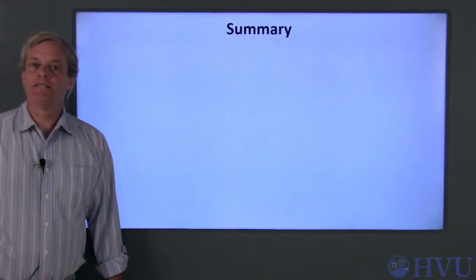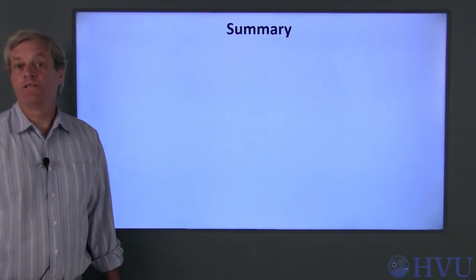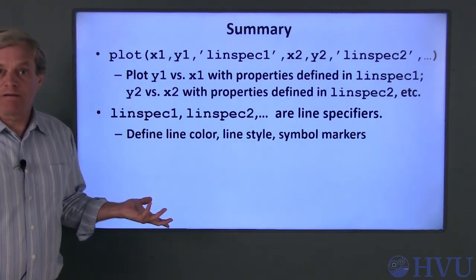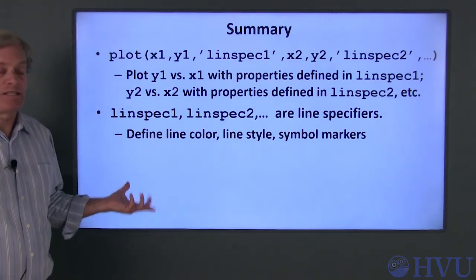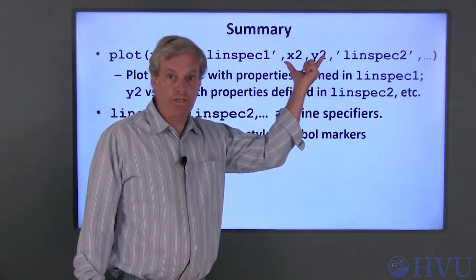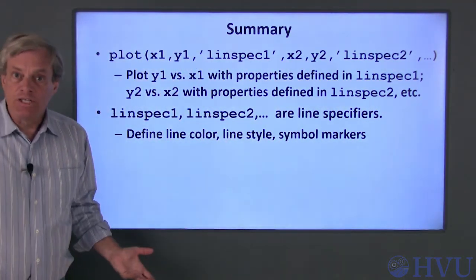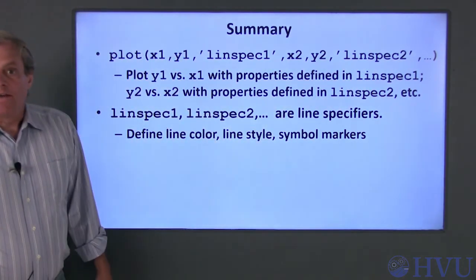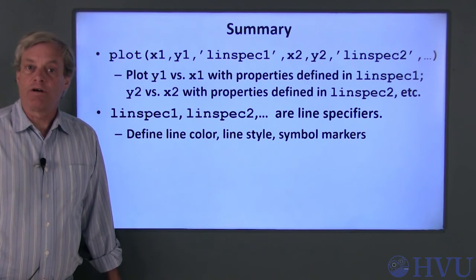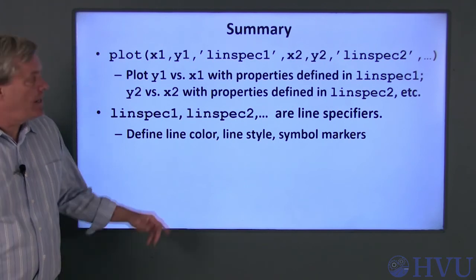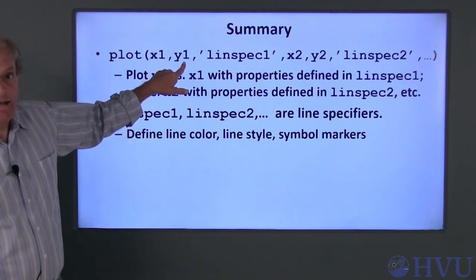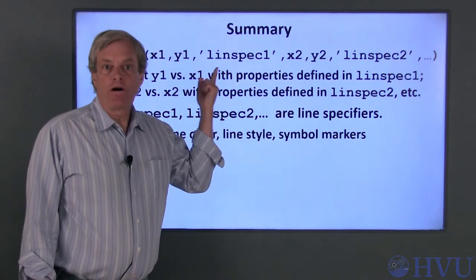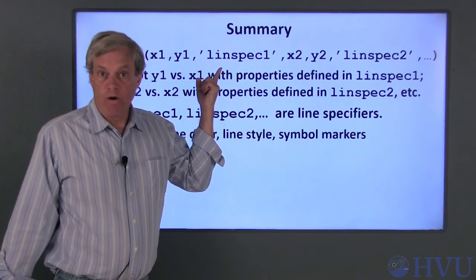Finally, let's summarize the basic plotting commands I've introduced in this video. This is a relatively general syntax for a plot command. I can plot multiple data sets by listing the data sets sequentially. After each data set, I can include line specifiers to define the line color, style, and data markers. So this plot command plots the data in array y1 as a function of the data in array x1 using the line and markers defined in the string line spec 1.